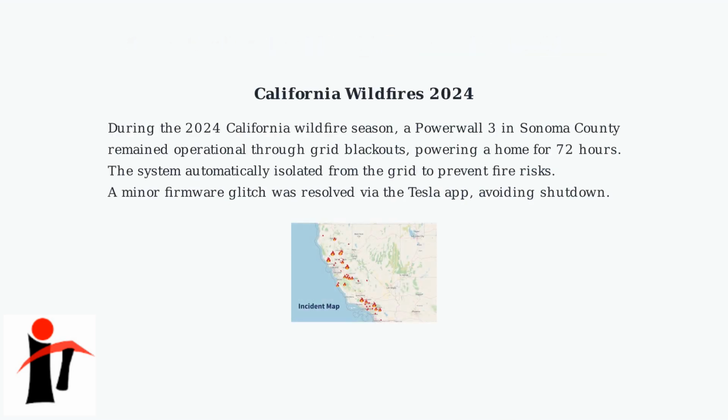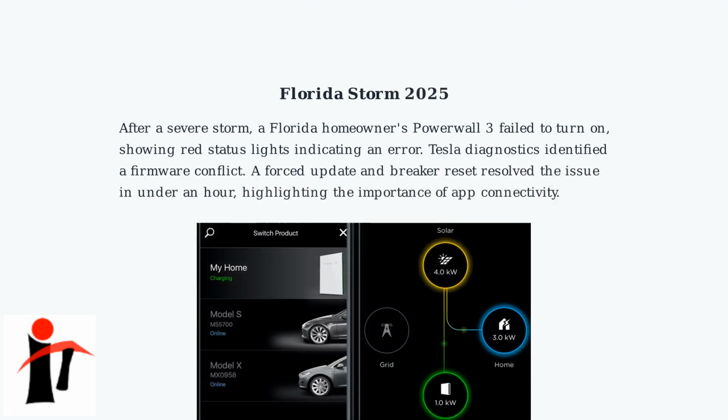Let's look at some real-world examples of Powerwall 3 problems and their solutions. During the 2024 California wildfires, a Powerwall 3 installation in Sonoma County stayed operational despite grid blackouts, powering a home for 72 hours. The system automatically isolated from the grid to prevent fire risks, and a firmware glitch was resolved via the app.